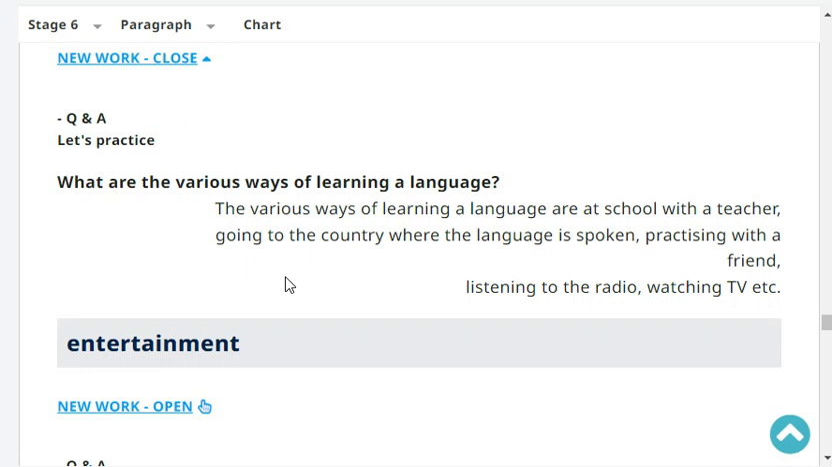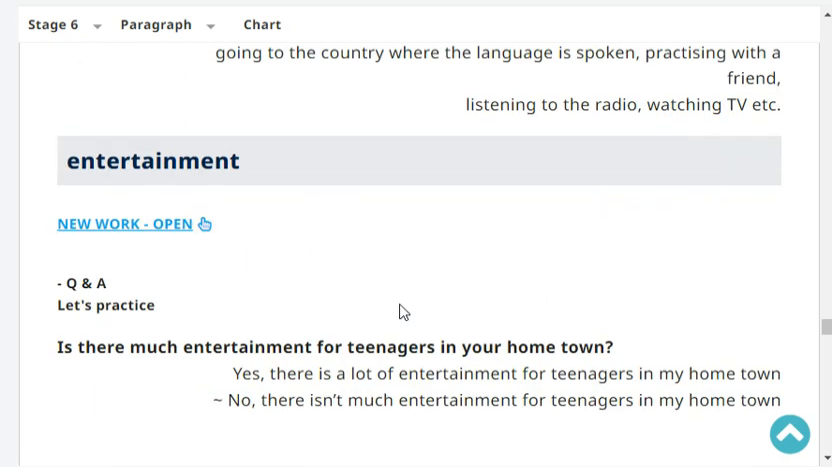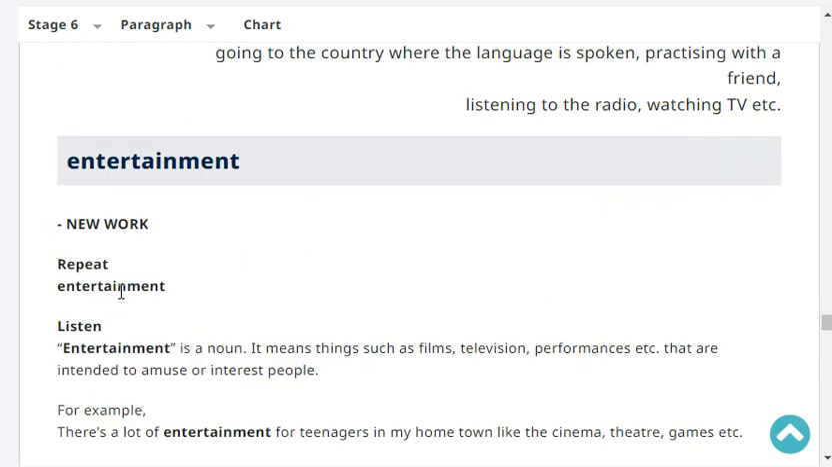The various ways of learning a language are at school with a teacher, going to the country where the language is spoken, practicing with friends, listening to the radio, watching TV, etc. Very good. Next, repeat.